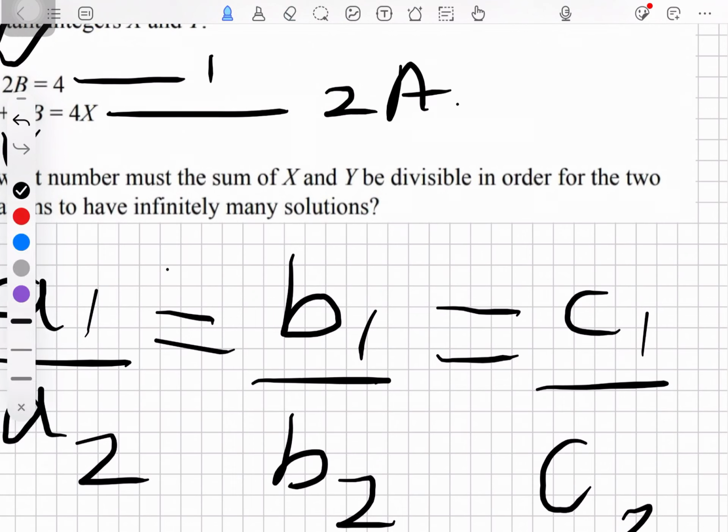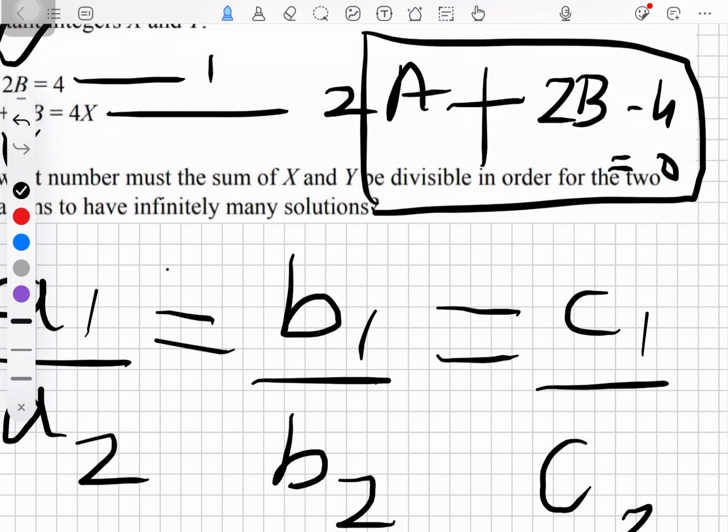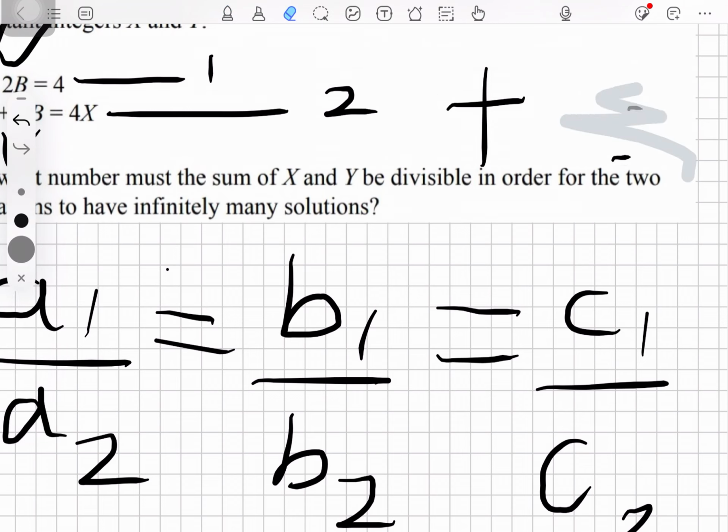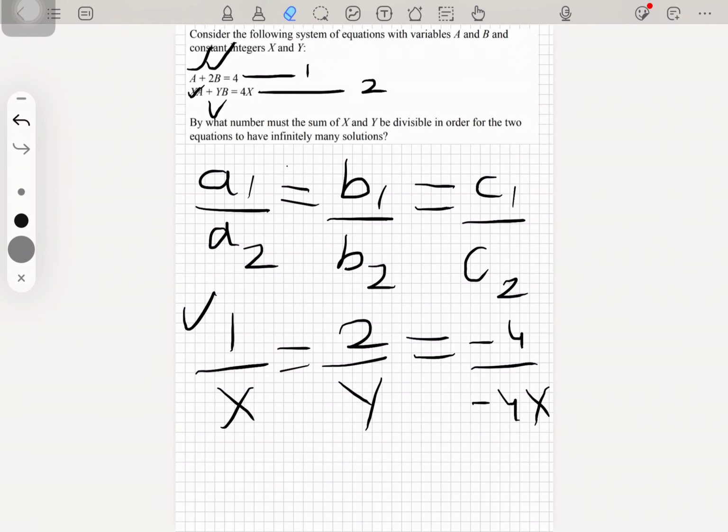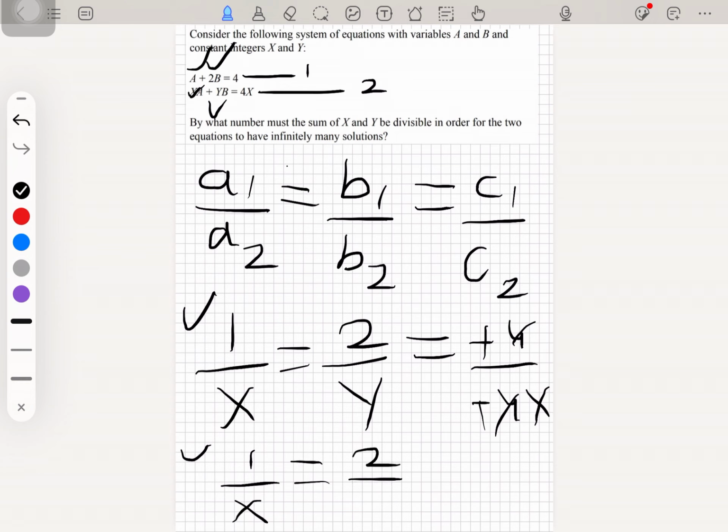a plus 2b minus 4 is equal to 0. Something like this. This is the equation. So you should take the constant to the left hand side. So that's how you get the minus sign, right? Yeah. So minus and minus, they make each other plus. 4 cancels 4. So ultimately we have 1 over x is equal to 2 over y is equal to 1 over x again.